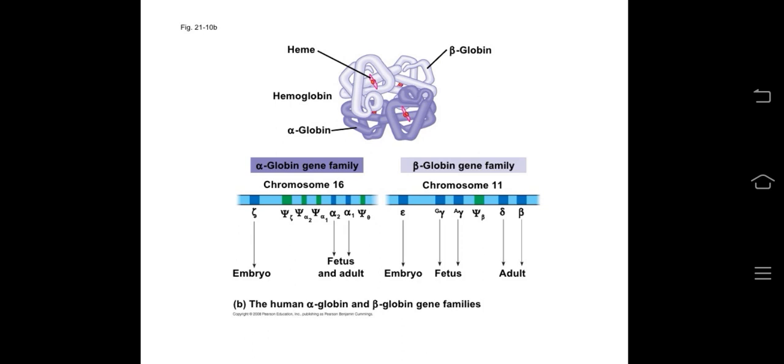Here we could see a picture which shows heme, beta globin, hemoglobin, beta globin, and alpha globin portions. Alpha globin gene family, chromosome 16. Beta globin gene family, chromosome 11. Then embryo, fetus, and adult. The human alpha globin and beta globin gene families.